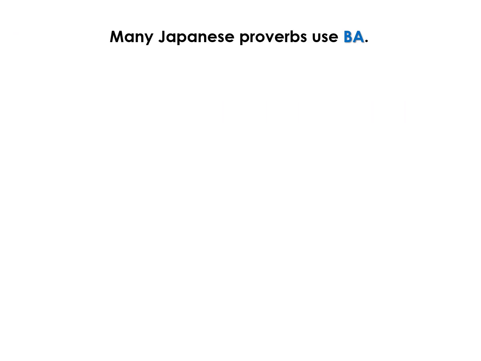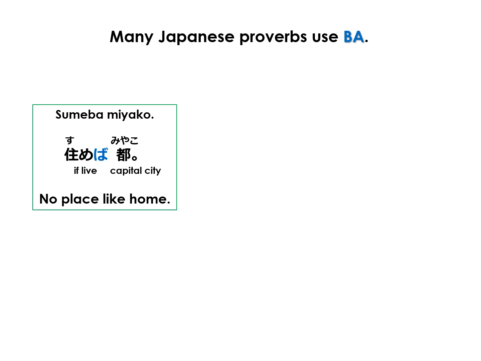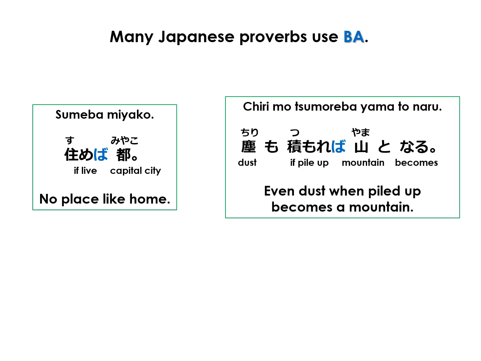Many proverbs use the ba construction. For example, sumeba miyako. Literally, it says that if you live in a place, that place becomes like the capital city, meaning there's no place like home. Another proverb, chiri mo tsumoreba yama to naru. Even dust, when piled up, can become a mountain.